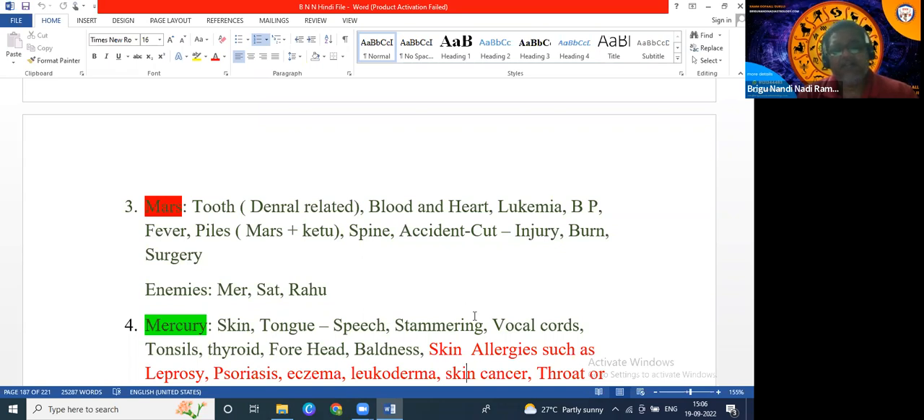Mars is here accidents, cuts, injury, burns, surgery, fire accident or any accident, electricity or any accident. So Mars is accident here. So when does the native get these health problems? Who will get these health problems? Whoever has the combination of Mars along with Mercury, Saturn or Rahu. If Mars is conjoined with Mercury or Saturn or Rahu, the native will get these health problems.